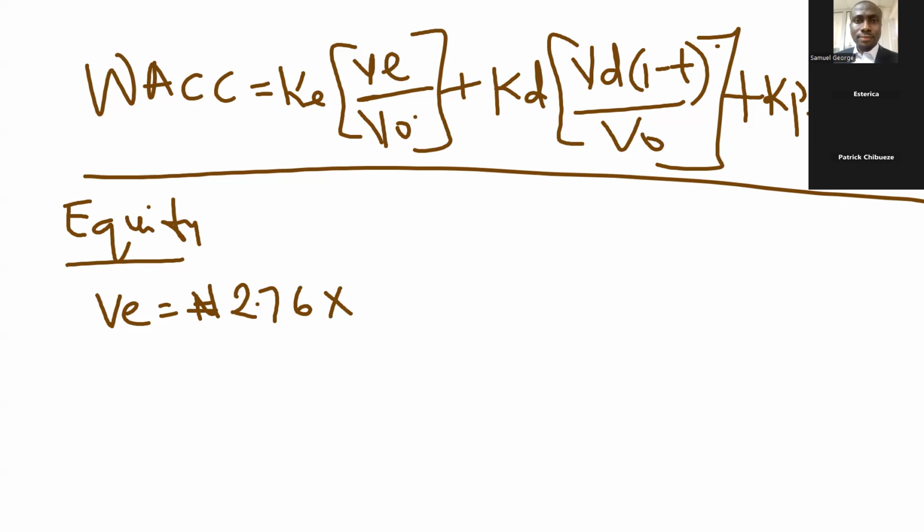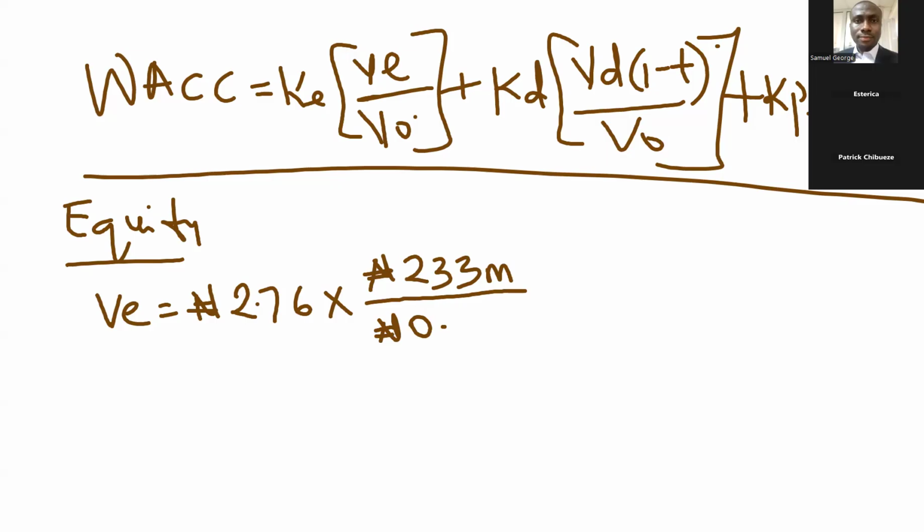How do we get the number of shares? The number of shares is meant to be 233 million. Just 233 million. No, it is going to be 233 million divided by 10 kobo.